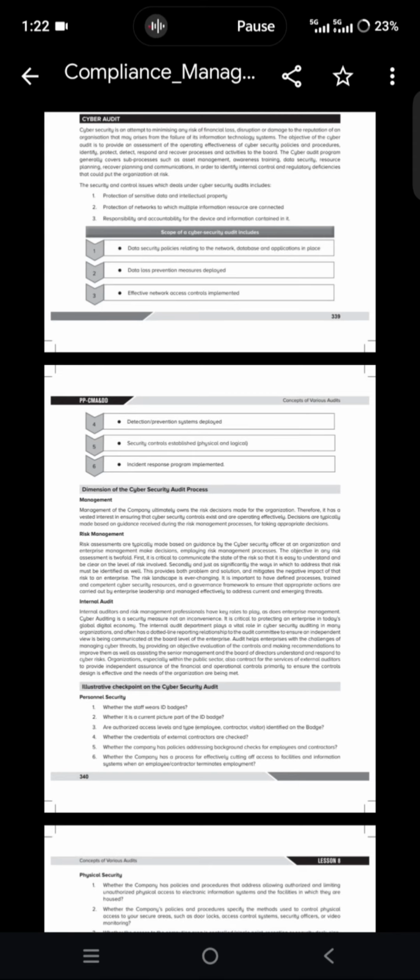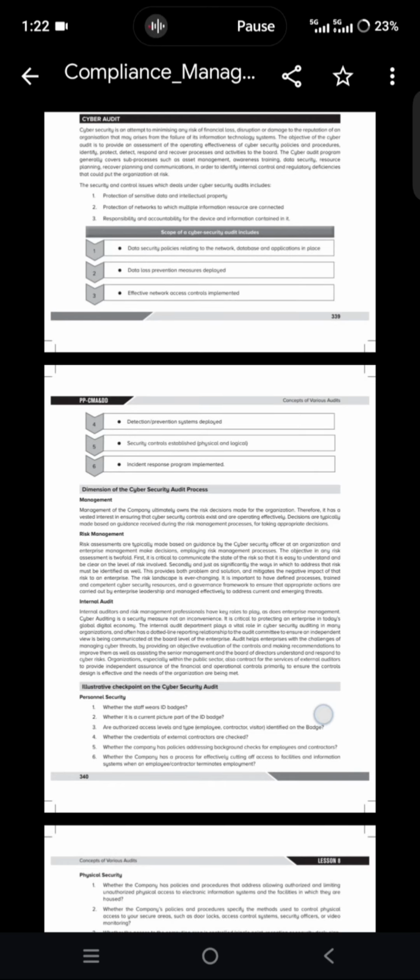Next, the cyber security and control issues which are dealt with under the cyber security audit include: first, protection of sensitive data and intellectual property; second, protection of networks to which multiple information sources are connected; and third, responsibility and accountability for devices and the information contained in them.